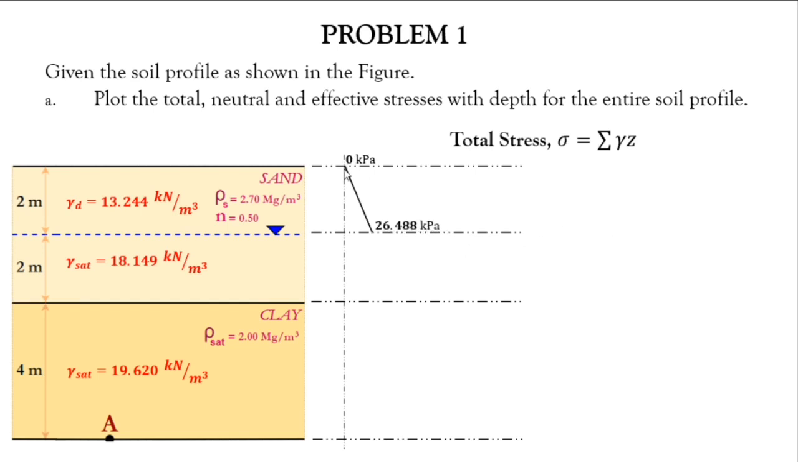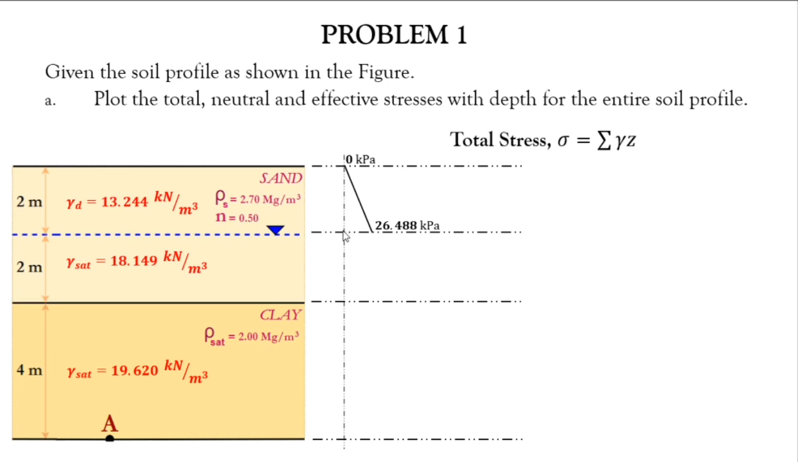This is linearly varying because the property from this point up to this point is consistent. The property of the sand does not change from this point up to this point.